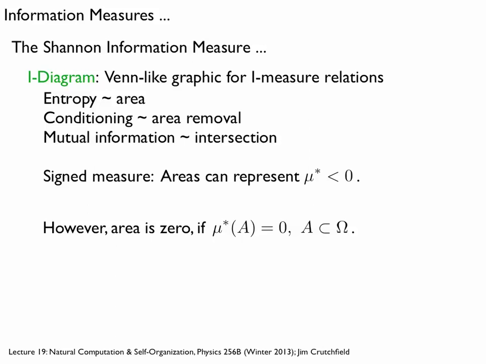Crudely speaking, the area is going to be something like an information measure or an entropy. Conditioning is area removal, subtraction. Mutual information is intersection. And a really important thing, and we'll do an example here, this measure can be negative. For two variables, everything we've been working with so far, entropy and mutual information, has all been non-negative. Well, as soon as we move to three and more variables, it gets, let's say, more interesting. Some of these quantities we just defined implicitly in the previous slides are actually negative.